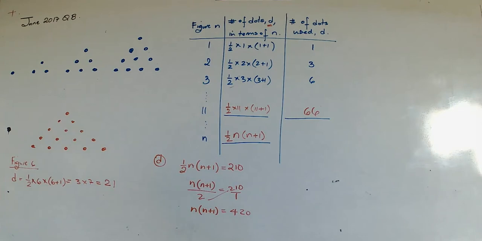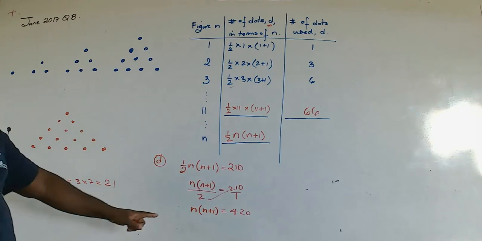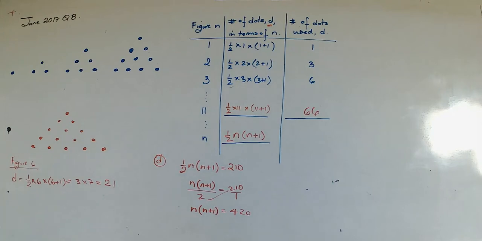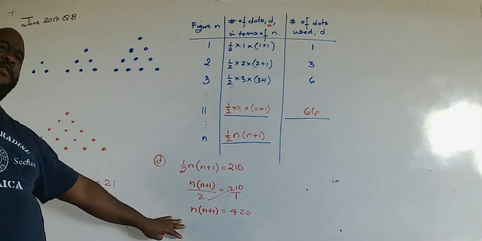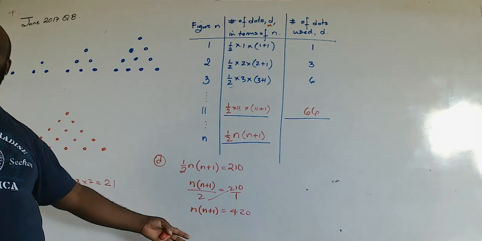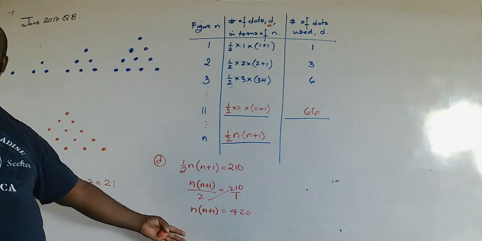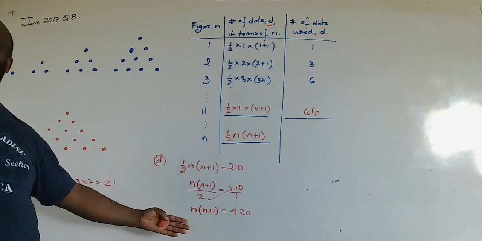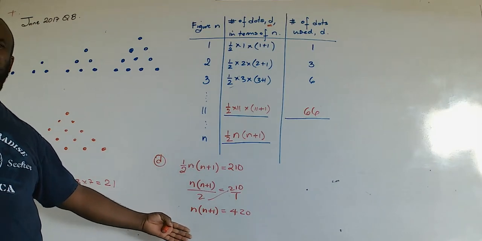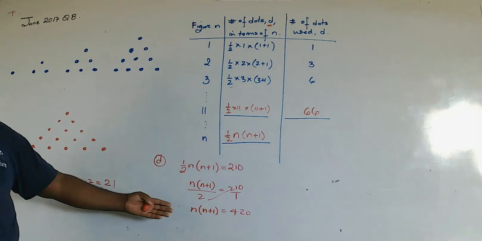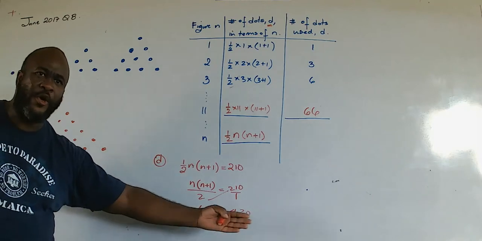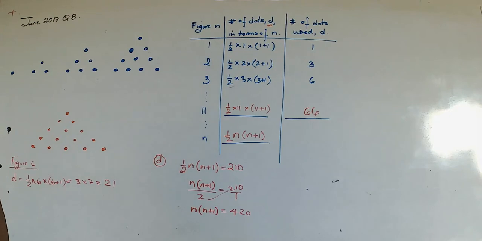Alright, I need two consecutive numbers. When I multiply them together, I get 420. If I try to solve this the regular way, it's going to be a quadratic equation. Let us see if we can solve it without having to work a quadratic equation. N times n is going to be n squared, so it's going to turn out to be a quadratic equation.